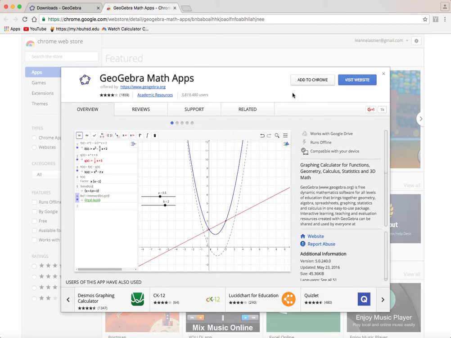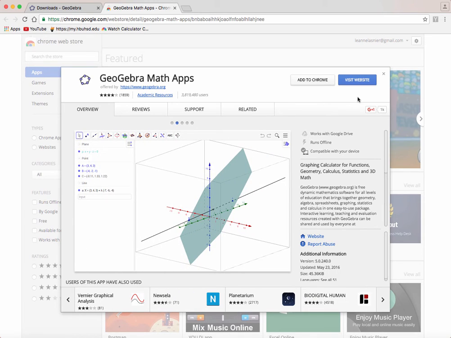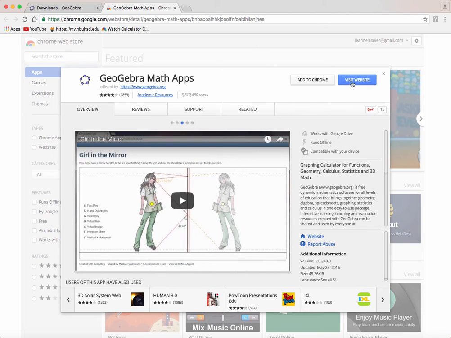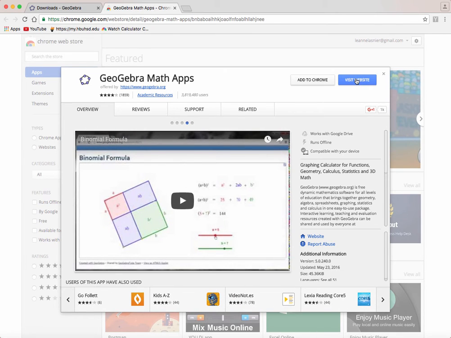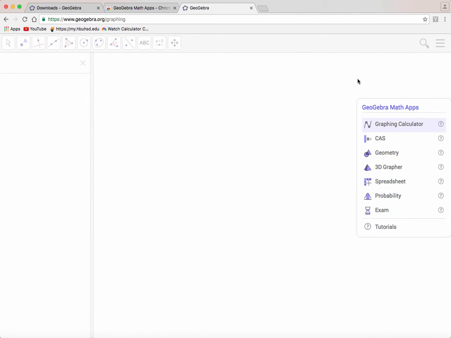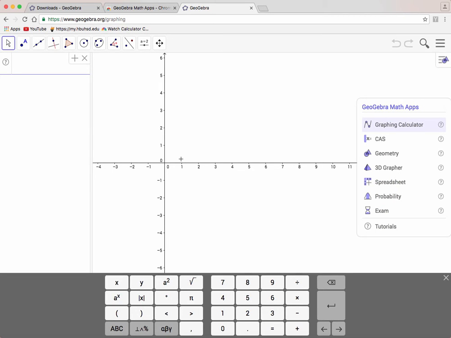Here's another side note. When you log into your Chromebooks, make sure you log in using your student Gmail account. If you do, then when you click on Chrome app, you should see a button that says Visit Website. If that button's not there, then you need to log into the Chromebook using your student Gmail account. Okay, so then this should show up. You click on that, and it takes you to the GeoGebra screen.